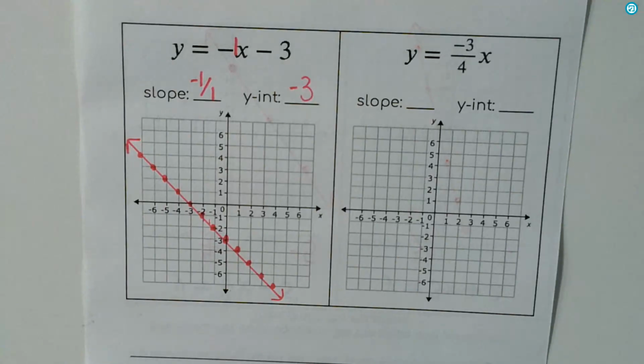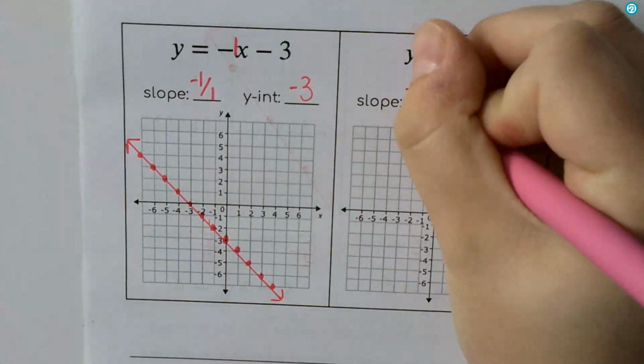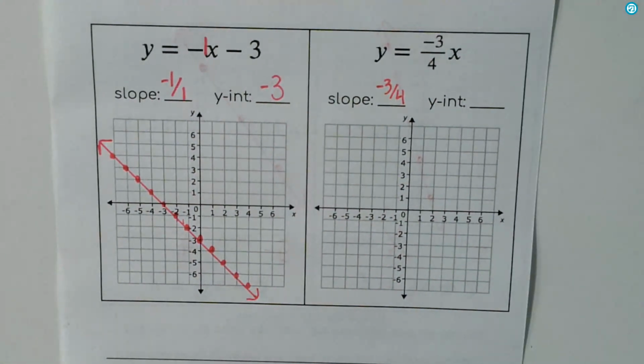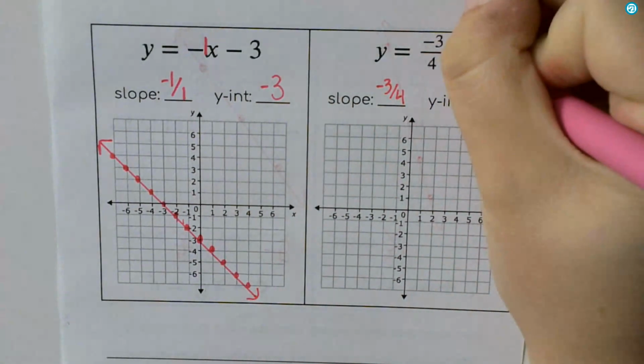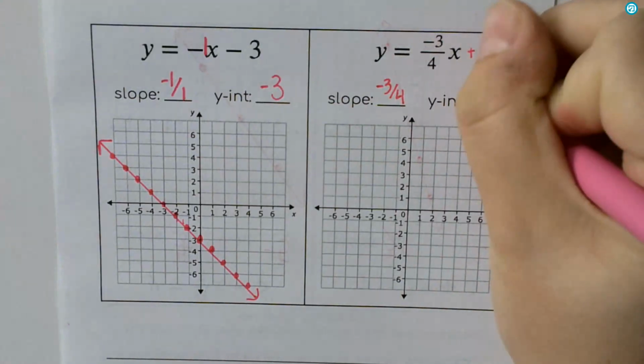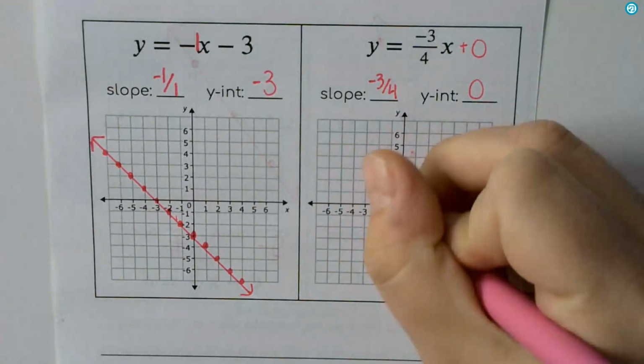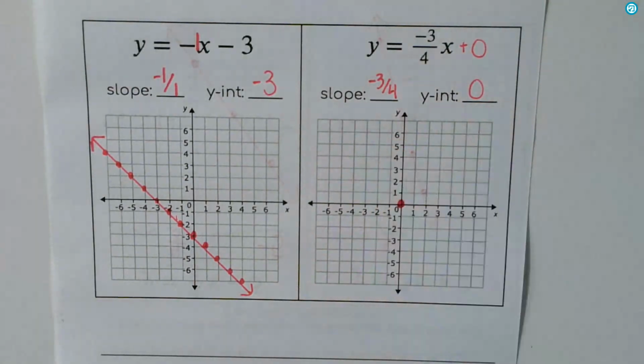Last one we've got. y equals -3/4 x. What is my slope? -3/4. What is my y-intercept? 0. If I am adding nothing here, I would write +0 there so you know where we got that from. My y-intercept is 0, which means I start right here on the origin at 0, 0, because my y-intercept is 0.